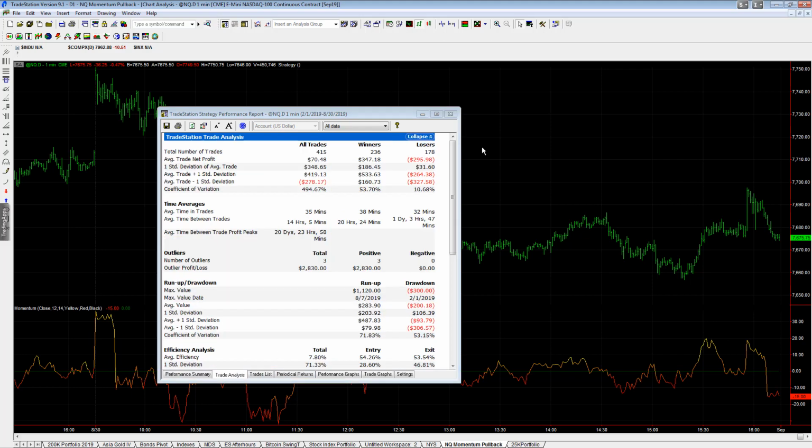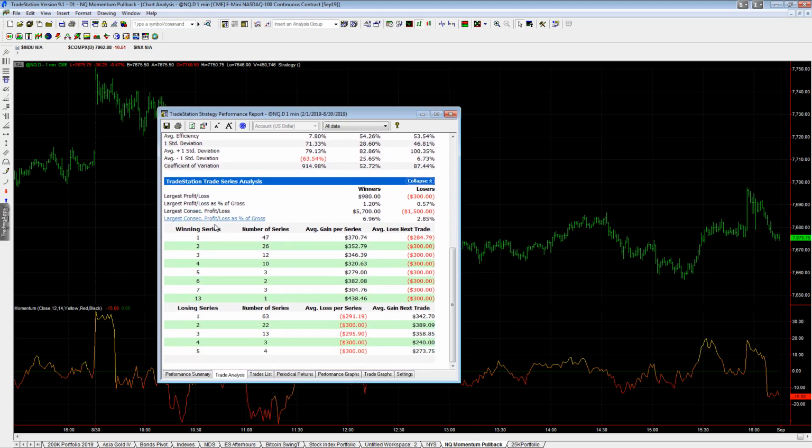And here's the trade analysis. The winning series is high. The losing series, oftentimes you see 2, 3 losers in a row. It's rare that you see 4 or 5 losers in a row using this method.